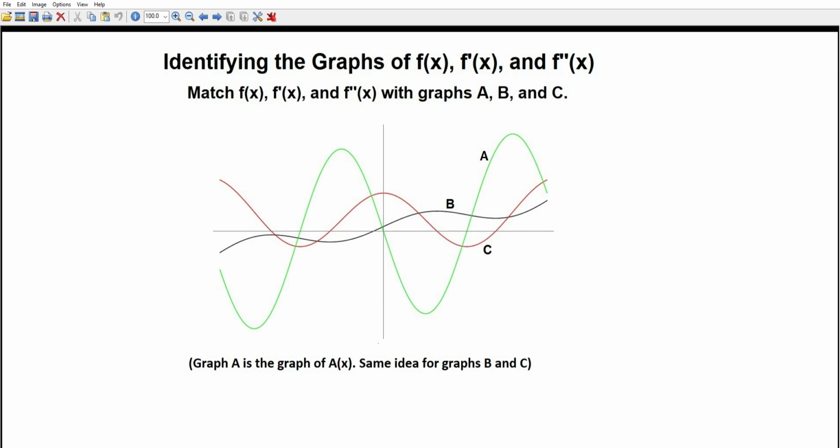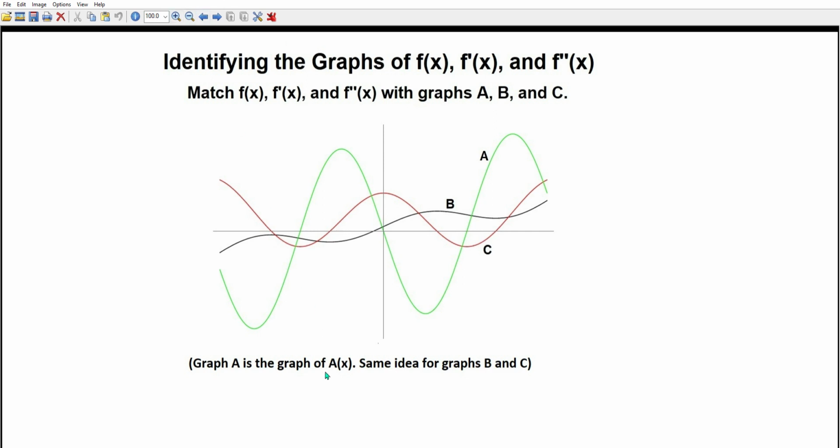Now let's look at the relationship between the graphs of f, f prime, and f double prime. In this particular case, we're told that the graphs A, B, and C represent the graphs of f, f prime, and f double prime, and we're supposed to identify which graph corresponds with which function.